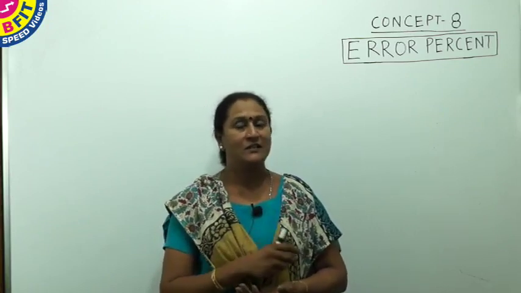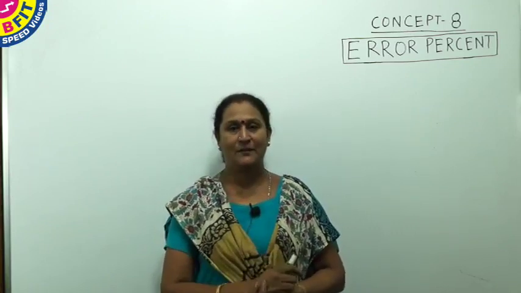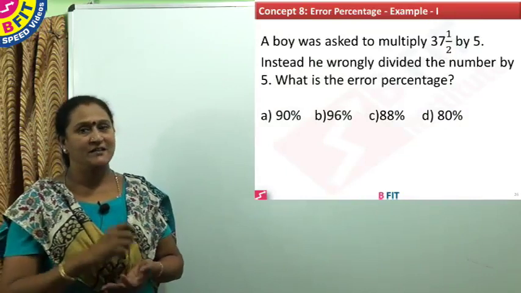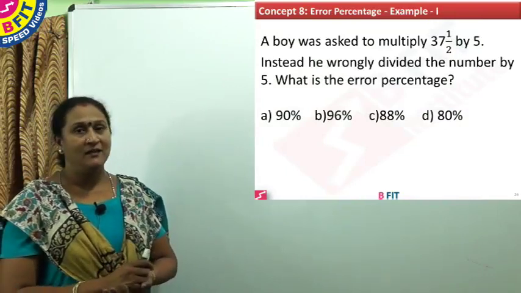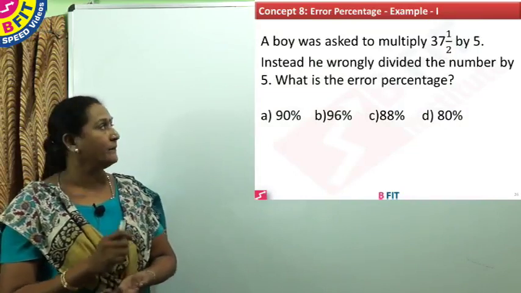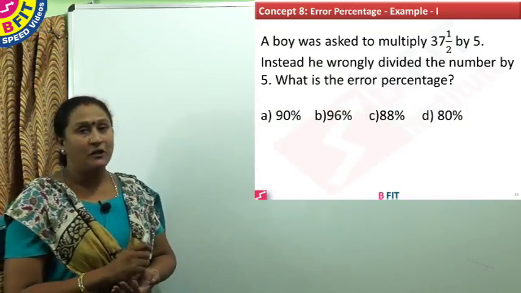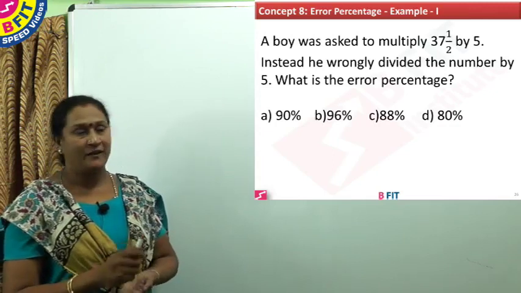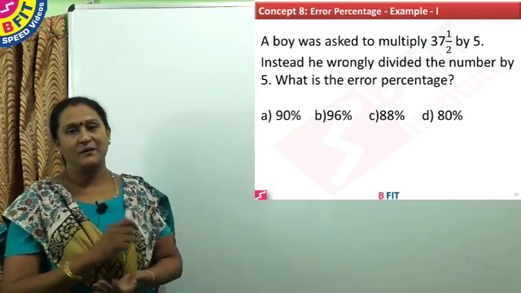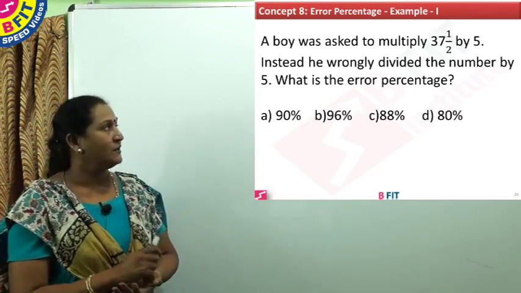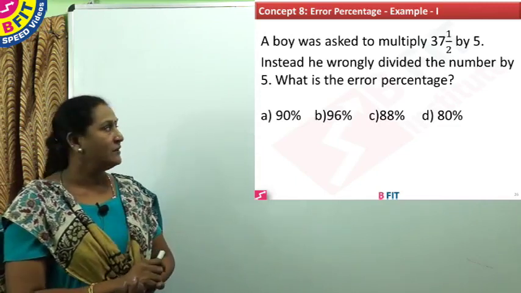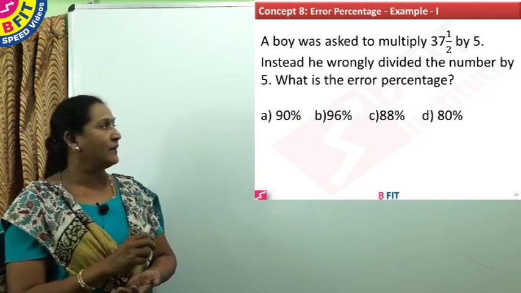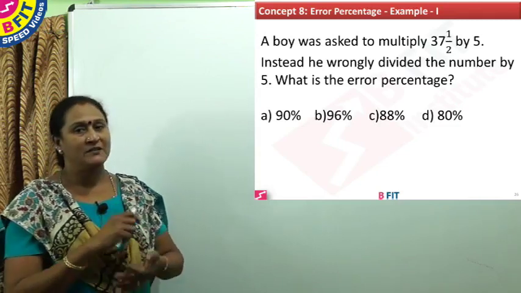So we'll see this concept with an example. We'll see the first example. The question is, a boy was asked to multiply 37.5 by 5. Instead, he wrongly divided the number by 5. What is the error percentage? So here, the boy was asked to multiply 37.5 by 5, but he divided this number by 5 and the error percentage is asked.